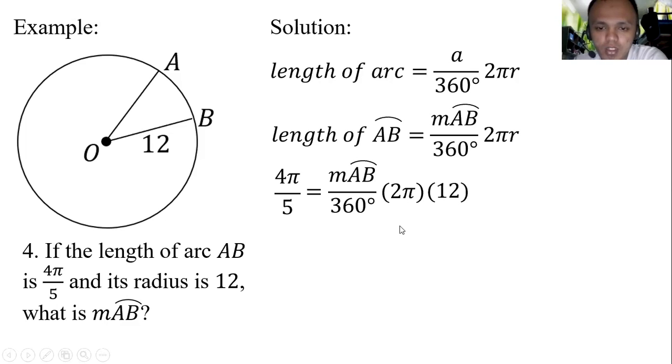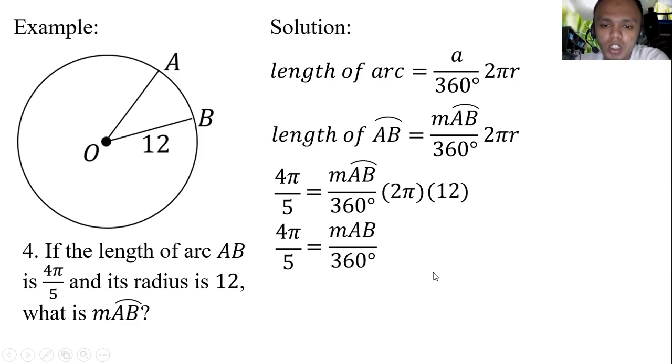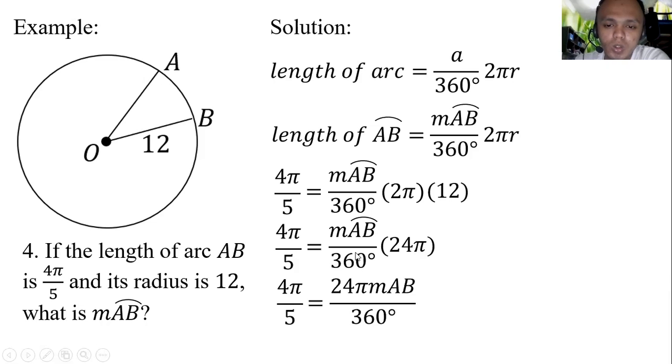Now, simplify muna natin to. Okay? 2 pi times 12 is 24 pi. Then now, 4 pi over by 5 equal to multiply, no? 24 pi times measure of arc AB over by 360. Then, 4 pi over by 5 ulit. Get the lowest term of 24 over by 360. Then that is 1 over by 15. So, natira, instead of writing 1, we have pi times measure of arc AB.